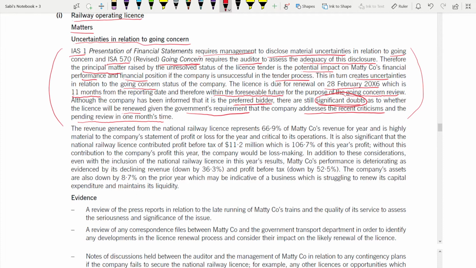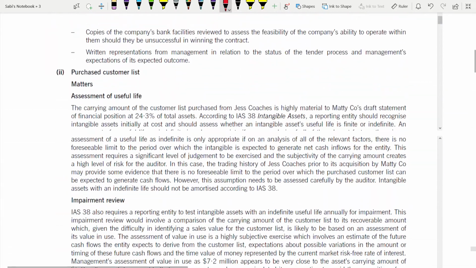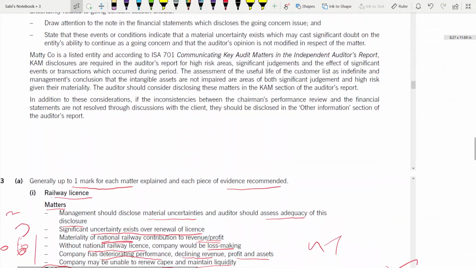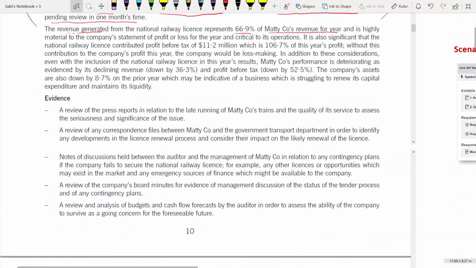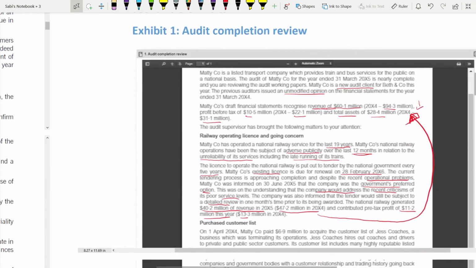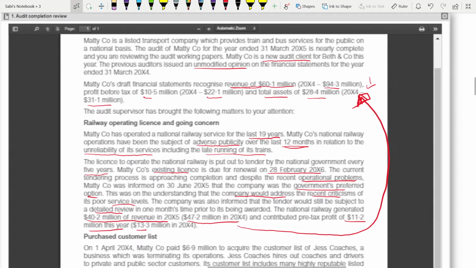So the revenue generated from the National Railway Service represents 66.9% of Metro company's revenue for the year. 66.9%. Is it given? No, they didn't give you the percentage. You had to find out this percentage. What did they give? You need to go back and see here. What was the total revenue? We'll calculate it here.